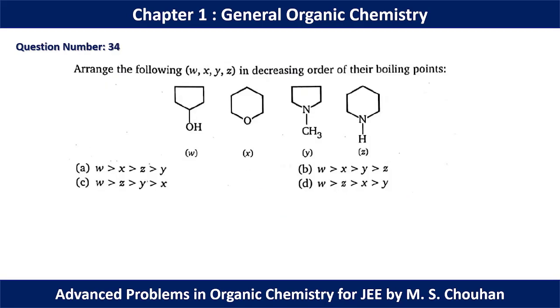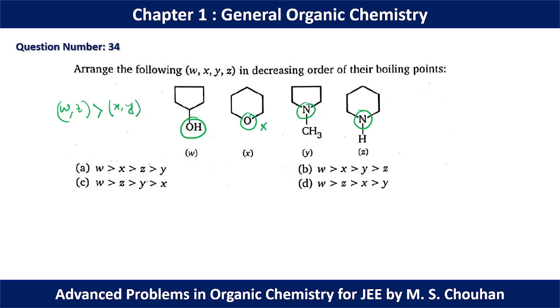In question number 34, arrange the following in increasing order of their boiling point. If hydrogen bonding is present, the boiling point will be higher. In this case we have hydrogen bonding, but in this case we don't have any hydrogen bonding. In this case also we don't have any hydrogen bonding. In this case we have hydrogen bonding. So we can say that W and Z should have higher boiling points compared to Y and X.